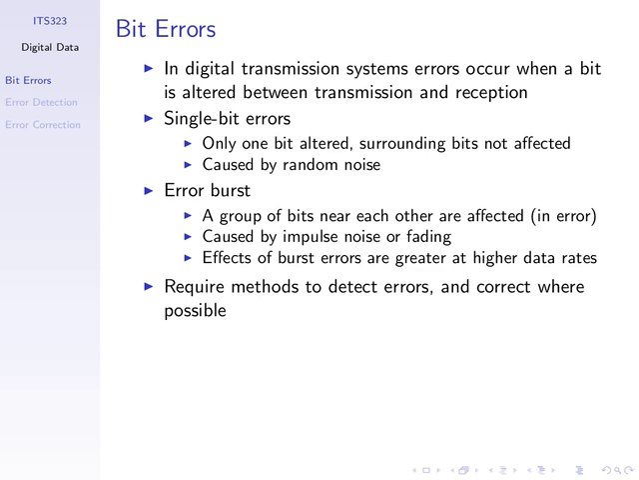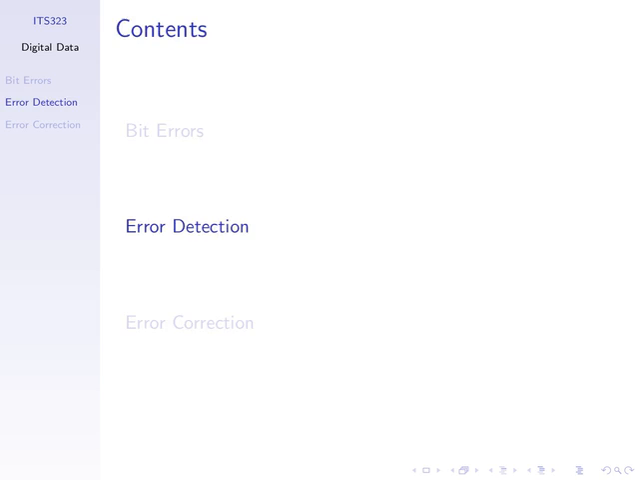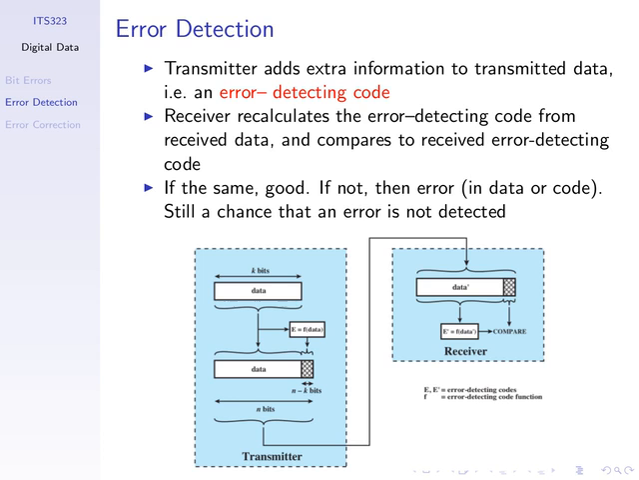So we need to perform some error detection. And of course, if we detect an error, we would like to fix it. We would like to get the original data received correctly. So we also need error correction. So let's go through those techniques. Error detection first.